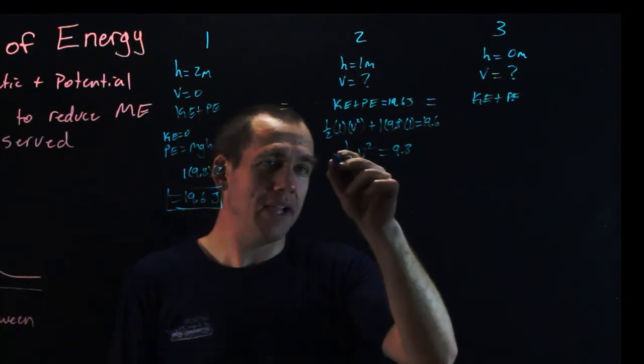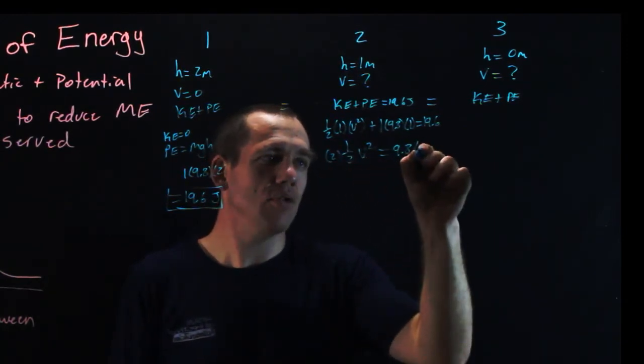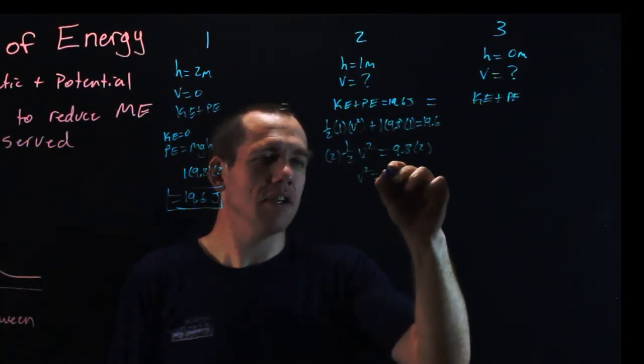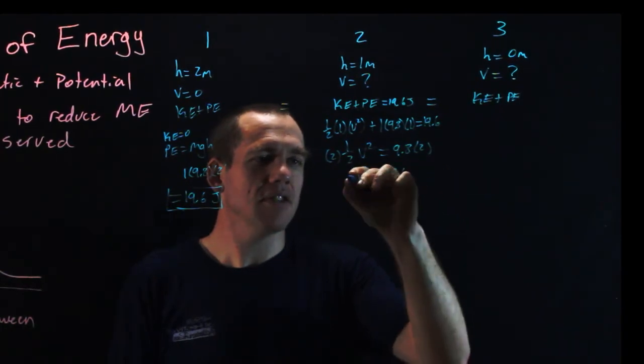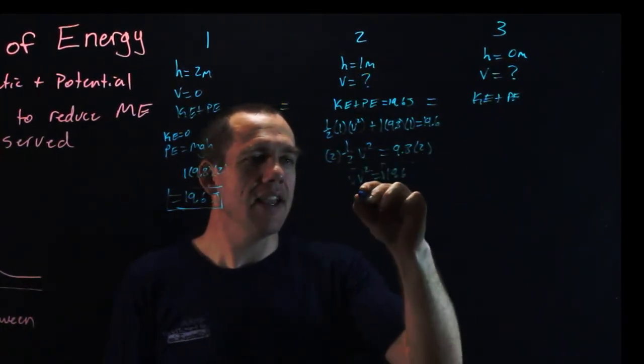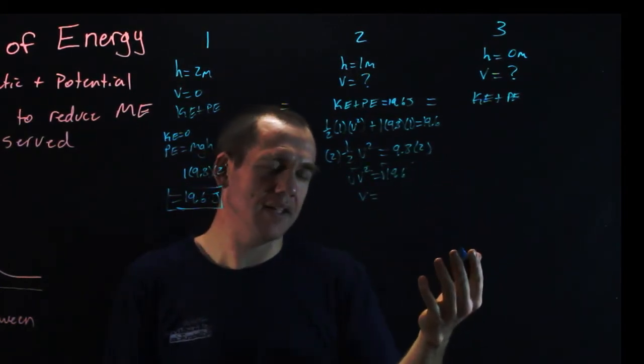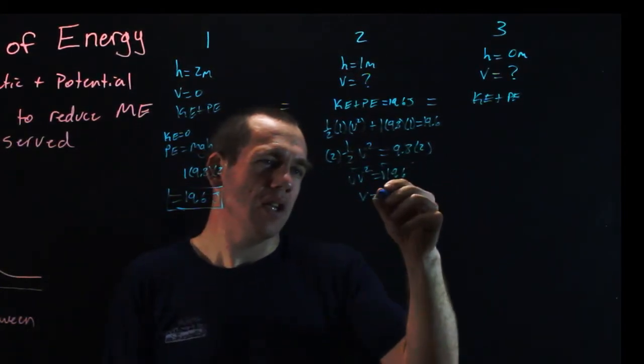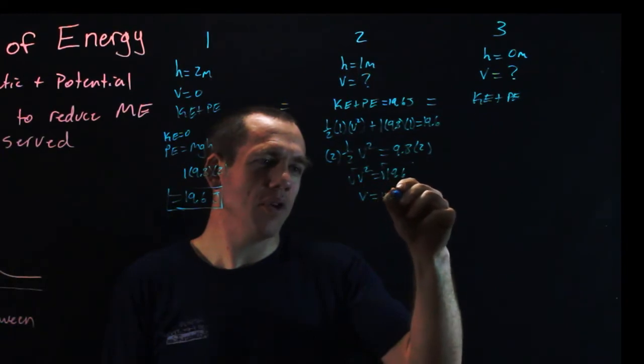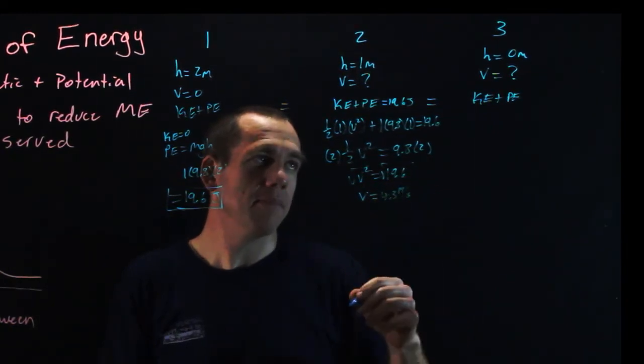So I'm going to multiply by 2 to clear that fraction, times 2 times 2, and I get v squared equals 19.6. So now I have to square root both sides of that and get v is equal to the square root of 19.6, which is right around 4.3 meters per second.